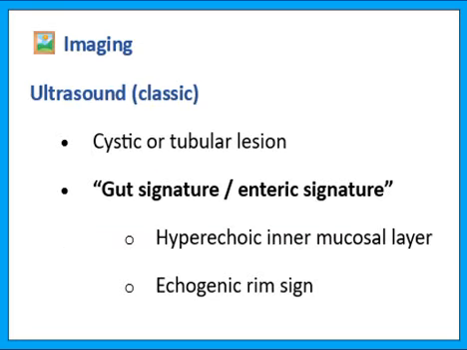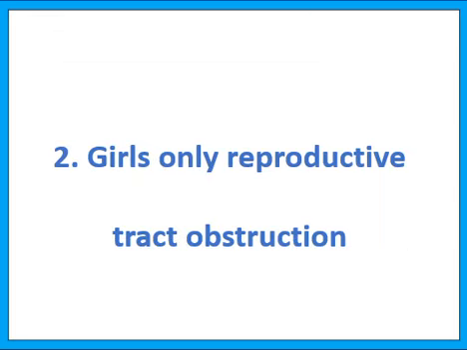Imaging. Ultrasound classic findings are a cystic or tubular lesion with the gut signature or enteric signature: a hyperechoic inner mucosal layer with an outer hypoechoic muscular layer, the echogenic rim sign. Now we go to cystic lesions that occur exclusively in girls, only with reproductive tract obstruction.